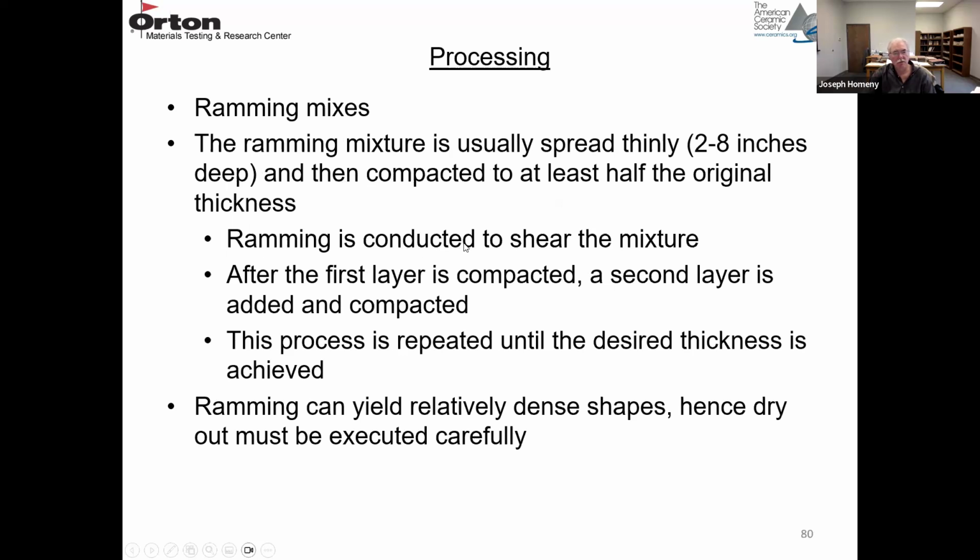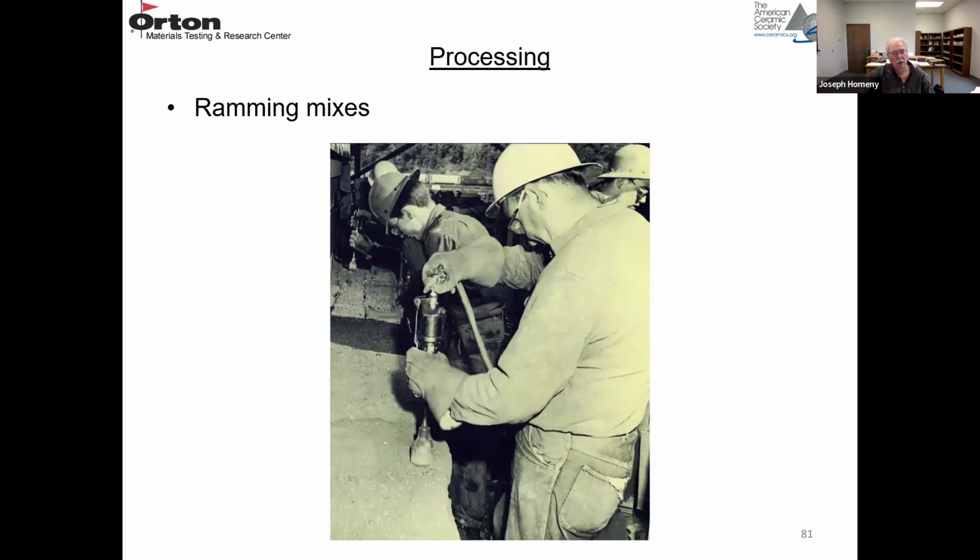You're shearing the mixture with this pneumatic hammer, and you compact the layer, you add a second layer and you compact that, and you keep doing that until you build up the thickness you need. So ramming can give pretty dense shapes, denser than plastics. And again, these have to be dried out carefully. So do the plastics. Here's a pneumatic hammer just densifying a ramming mix.